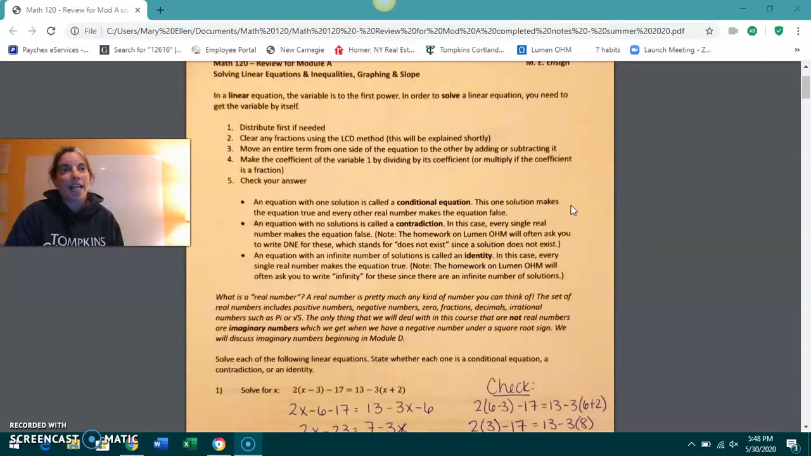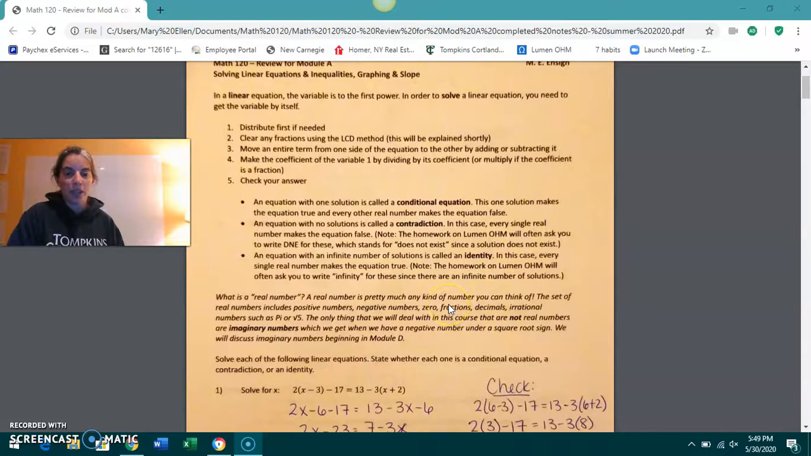An equation that's a contradiction has no solution. So if I ended up with something that said 5 equals 3, that can never be true. There's no number that would go in for x into my equation to make it true. And then the third thing we can have is an identity, where any real number makes that true. So if I had x plus 2 equals x plus 2, it doesn't matter what x is. If I add 2 to it on one side and add 2 on the other, those two sides are always going to be equal. So those are our 3 options.